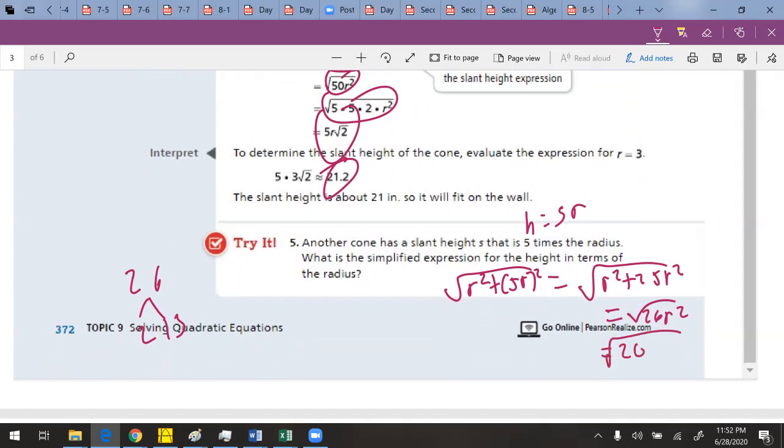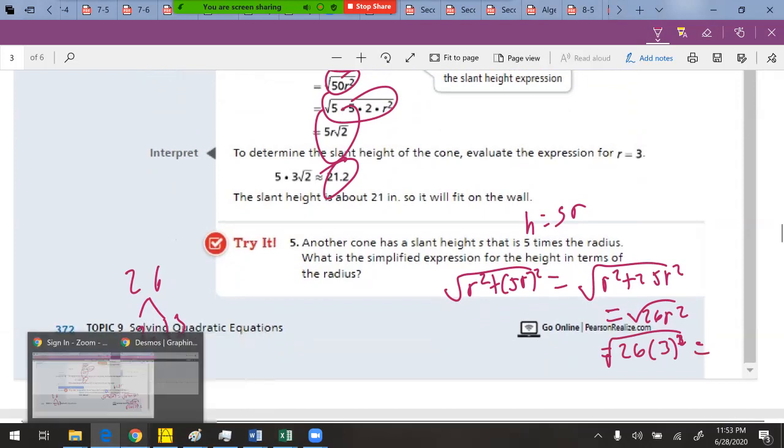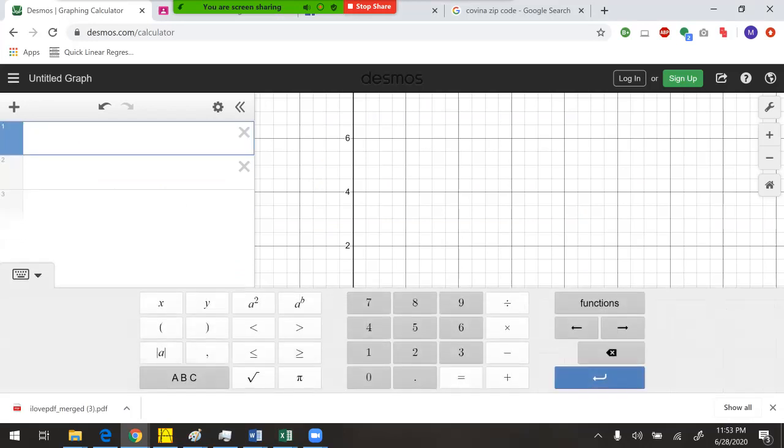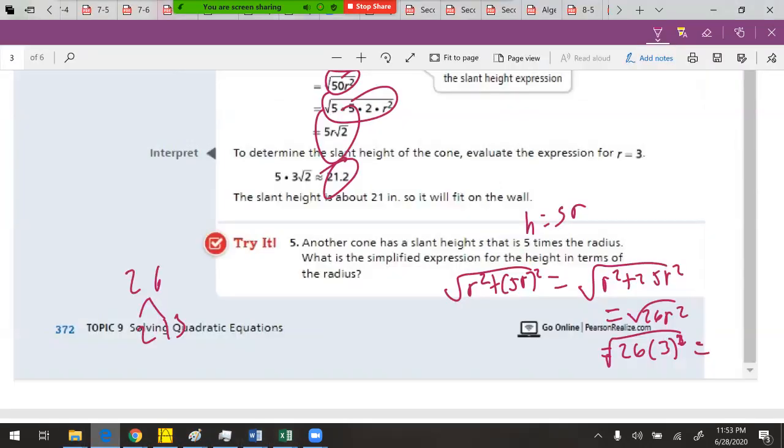So 26 times r squared, and r was 3. It needs to be about 24, and it looks like it will be 24. In this case, let's use decimals to figure that out. Let's use the square root. 26 times 9 is 234, and the square root is 15.3. So it's equal to 15.3. Got it. Not a hard lesson like I mentioned.